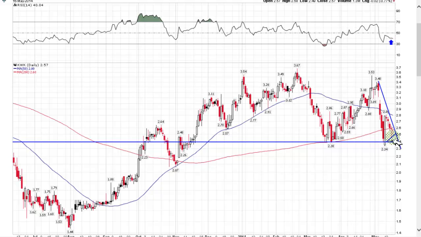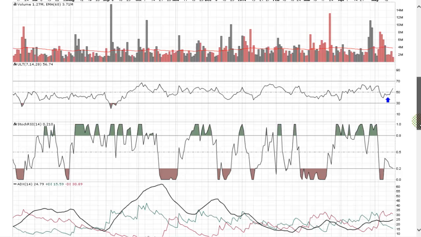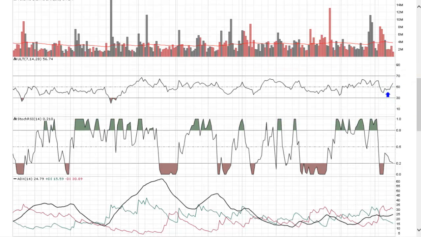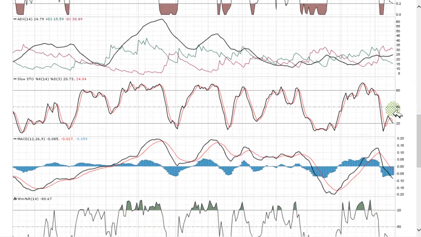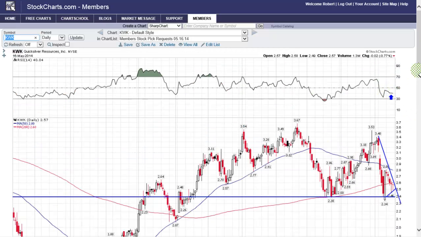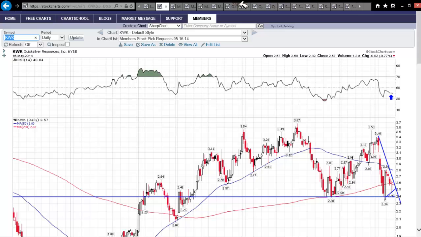Now we've pulled back, a nice orderly pullback into a triangle formation. I like the stock. I think that we're probably going to break out above the upper band of the declining downtrend channel. This is a daily chart, so the 3-day rule applies. It needs to trade above this resistance level for 3 consecutive days before we get involved. Ultimate oscillator looking strong. Potential double bottom setup on slow stochastics, and the RSI is looping up. So we like Quicksilver. It's looking pretty good.